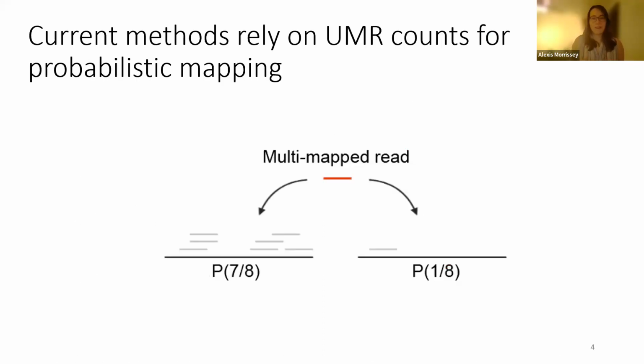So there are current methods that do deal with multi-map reads, and all of them rely on the uniquely mapped read counts to do their probabilistic mapping. So here's just like a little toy example where you have one multi-map read that maps to two locations. This location has 7 reads, this location has 1. And so the probability that a read would belong to that location is 7/8 in this case, and 1/8 in that case.